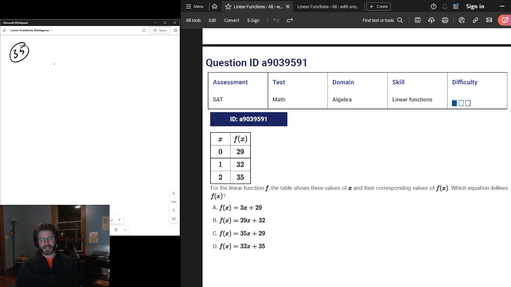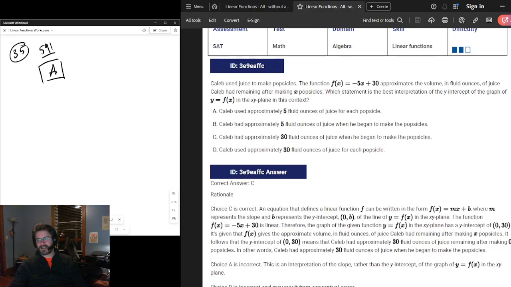All right, so the y-intercept is 29. This is code 591. Okay, so we know that it's either going to be A or C. The slope, of course, is not that big, so it's going to be A. It goes up 3 and over 1. So slope, change in y over change in x, up 3 over 1 gives us a slope of 3, and indeed it must be A. Let's check our answers.